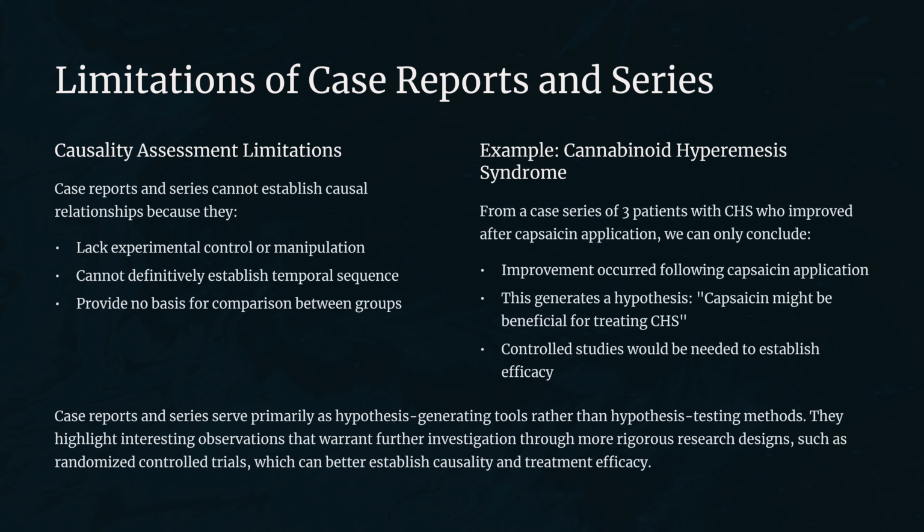So with the example of cannabinoid hyperemesis syndrome, there was a case series of 3 patients with this condition that improved after capsaicin application. So we can only conclude that, one, they did improve after that capsaicin application. You could say, well, this leads us to hypothesize that capsaicin might be beneficial for targeting CHS through those receptors we talked about earlier, and that controlled studies are needed to establish causal efficacy in order to have it be a standard recommendation for these types of patients.